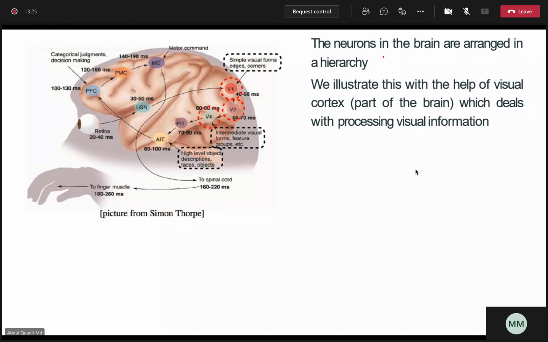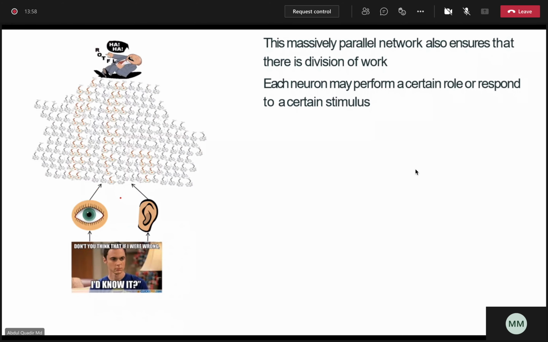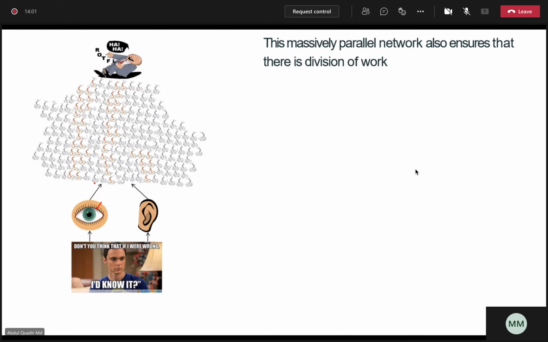Now let's look at how the neurons in the brain are arranged in a hierarchy. When a human eye senses whatever it is, when he hears or sees, we illustrate with the help of the visual cortex, a part of the brain, which is V1, V2, V4. These are some important parts of the brain where the human transmits that information, starting from the retina to the relevant layers, as I told you. When a human sees, it starts from the lower and it goes up in a hierarchy.